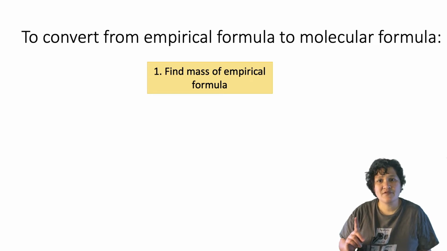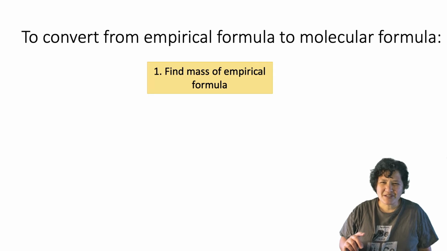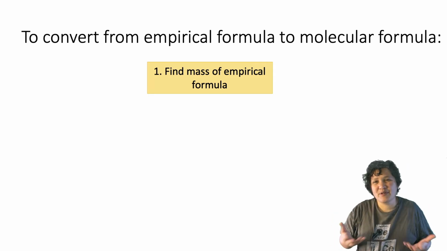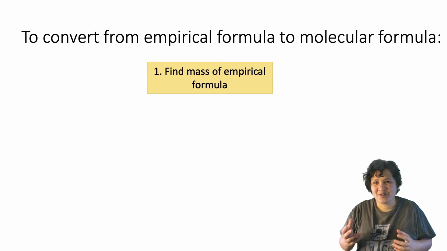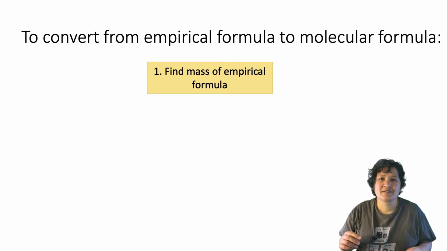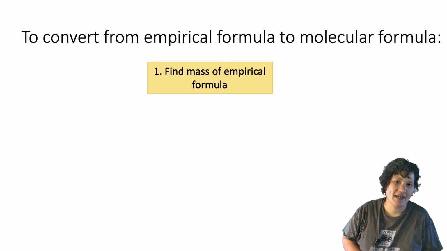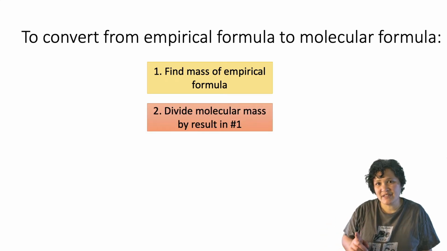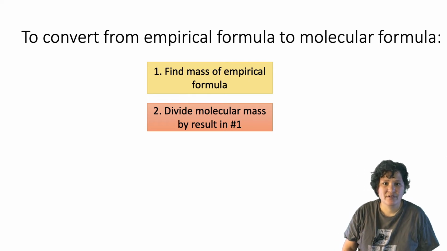The first step is to find the mass of the empirical formula. It wouldn't be right to call it the molecular mass, since the empirical formula doesn't always represent a molecule. The technical term here is formula weight, but you follow the same process as you would for calculating a molecular mass. Next, take the experimentally determined molecular mass and divide it by that formula weight of the empirical formula. This should give you a whole number.